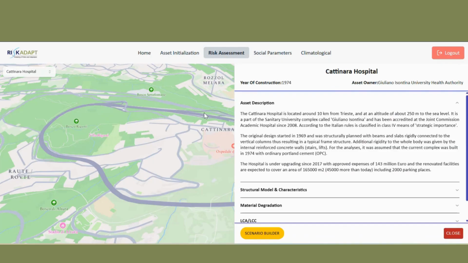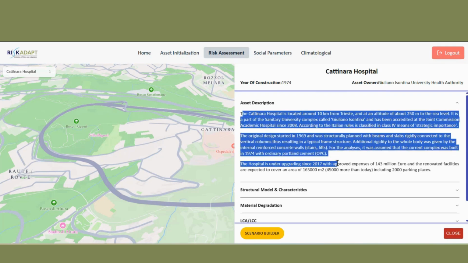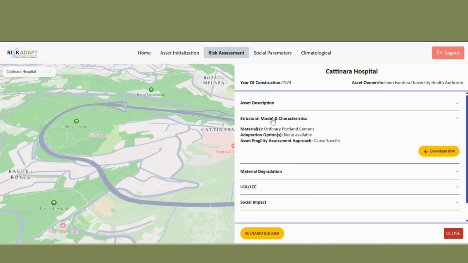created by a BIM model, you can see a window which slides from the right, and we have first the general information such as the year of construction, the asset owner, and the description of the asset. This was also made by Vasilis previously, that the asset was designed in 1969 and constructed by 1947, etc. Then we have some information regarding the structural model characteristics. So the main material of the structure is ordinary Portland cement.